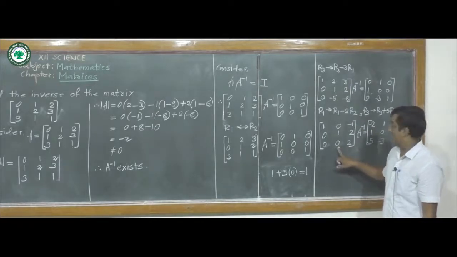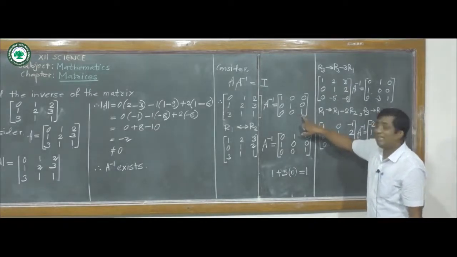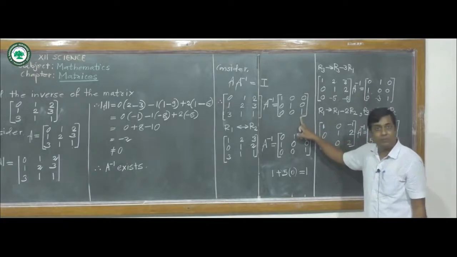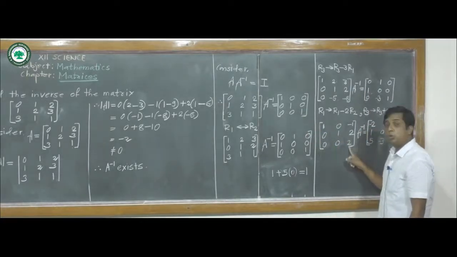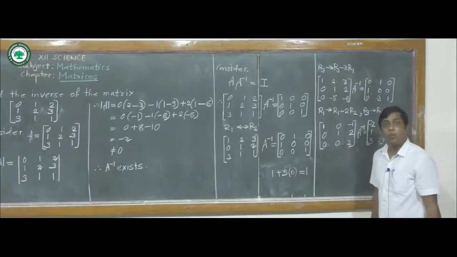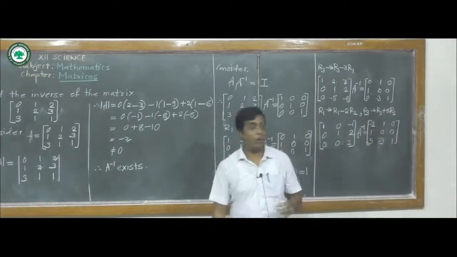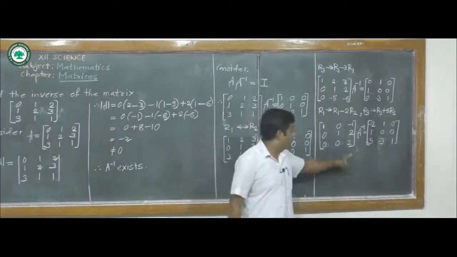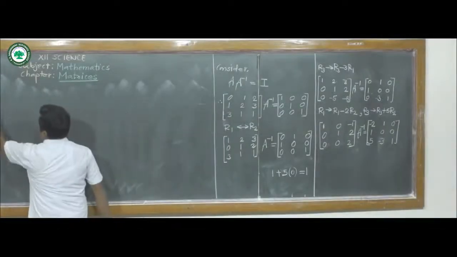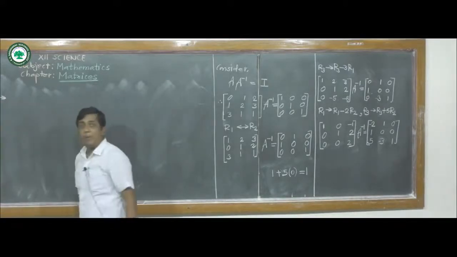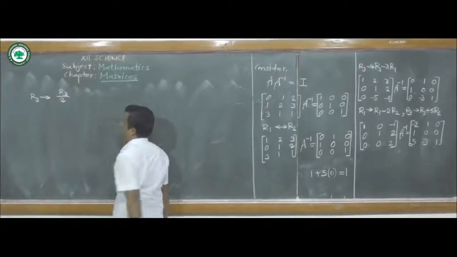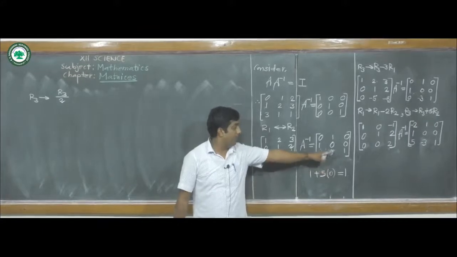Now in the next step we reduce A33 to 1. Since in the position of A33 we have 2, we have to reduce this 2 to 1, and to make this 1 we divide row 3 by 2. That is, we divide each element of row 3 by 2. So we perform the transformation on row 3, and the transformation is row 3 divided by 2. That is, we divide each element of row 3 by 2.